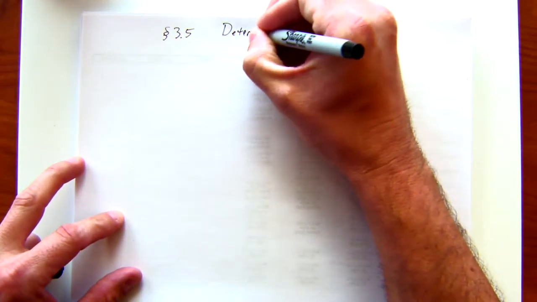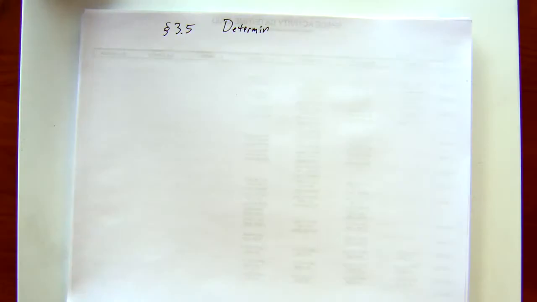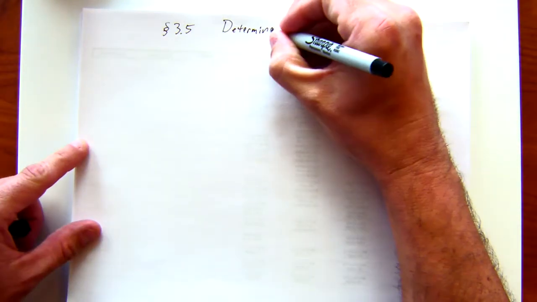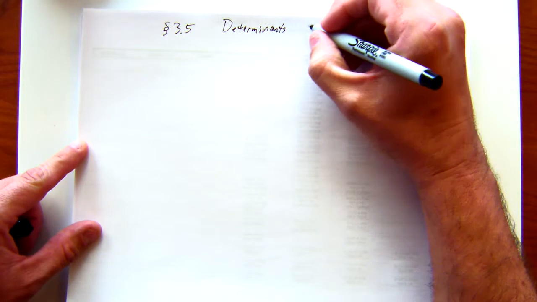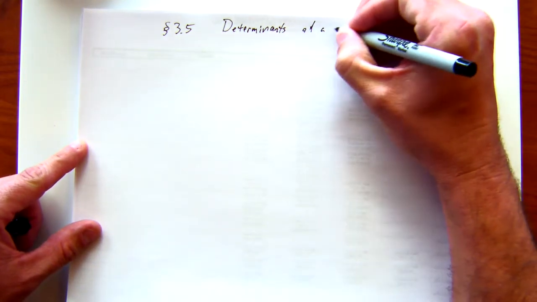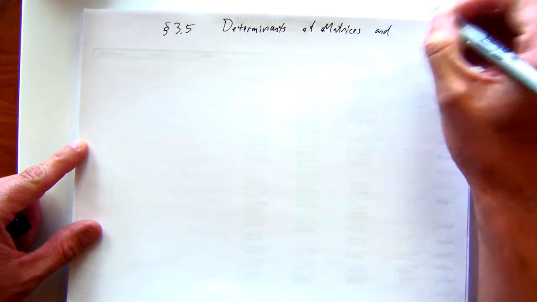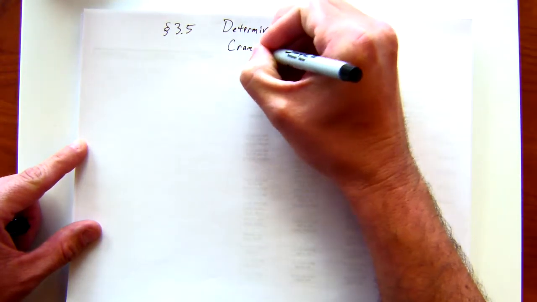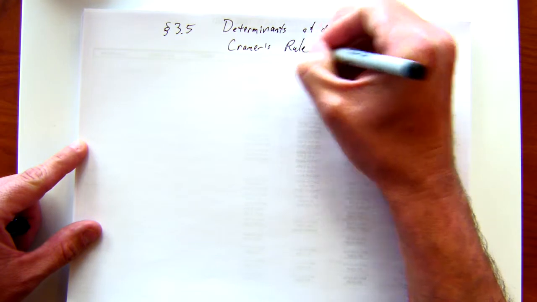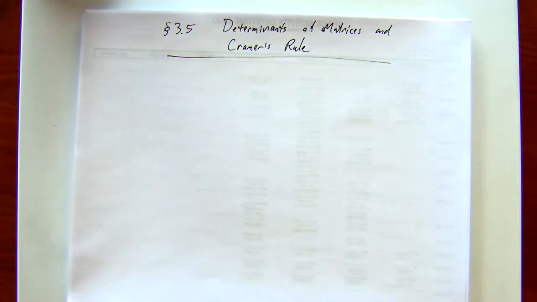Called determinants. Let me make sure I spell it right. Determinants of a matrix, and something called Cramer's rule. Okay? So we're still going to be working with some matrices, but we'll be doing something a little different. It's not more work, just something different.